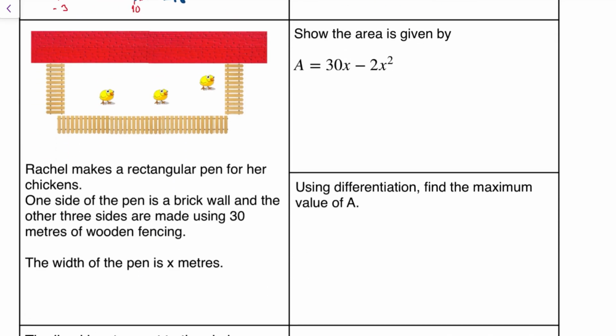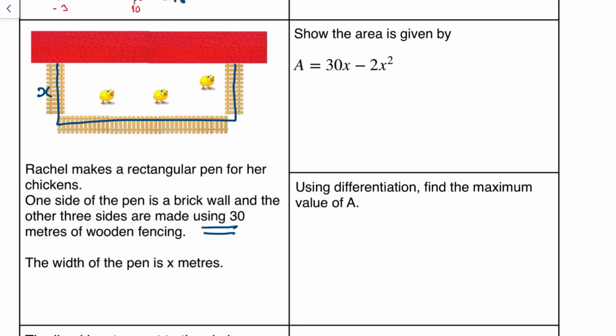Okay, so Rachel makes a rectangular pen. This feels like a differentiation question. One side of the pen is a brick wall, the other sides are made of fence. Okay, classic setup of these questions. So it's giving me a piece of information that tells me the fence is 30 meters long. So forget this little diagram here. Basically, I've got a shape with 3 sides, and I'm going to call this x. Actually, what does it want me to do? Yeah, so the width of the pen is x.